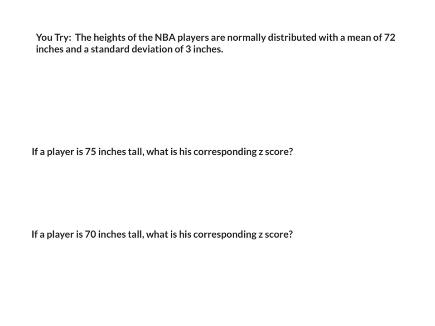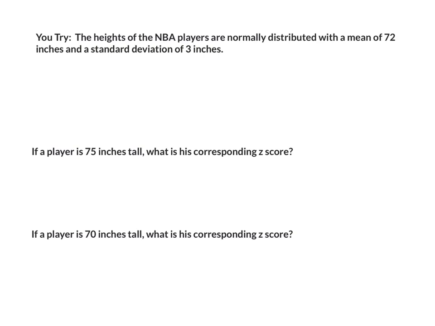Perfect. Okay, so I'd actually like you to try this one on your own, and then hit resume when you're ready for the answer. Okay, so it says that the heights of the NBA players are normally distributed with a mean of 72 and a standard deviation of 3. So the first question is saying, if a player is 75 inches tall, what is his corresponding z-score?